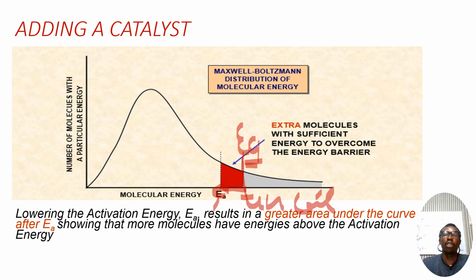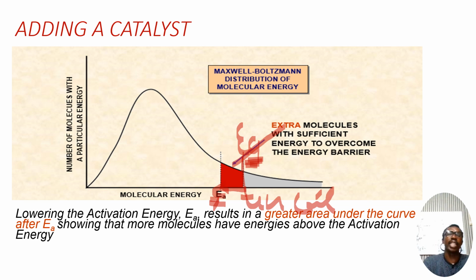So lowering the activation energy results in a greater area under the curve after the activation energy, showing that more molecules have energies above the activation energy. You can see that extra molecules with sufficient energy to overcome the energy barrier react. So more molecules can react because the activation energy has been reduced. This is the original activation energy for the uncatalyzed reaction. But when you add the catalyst, this becomes the activation energy. So it's as simple as ABC.